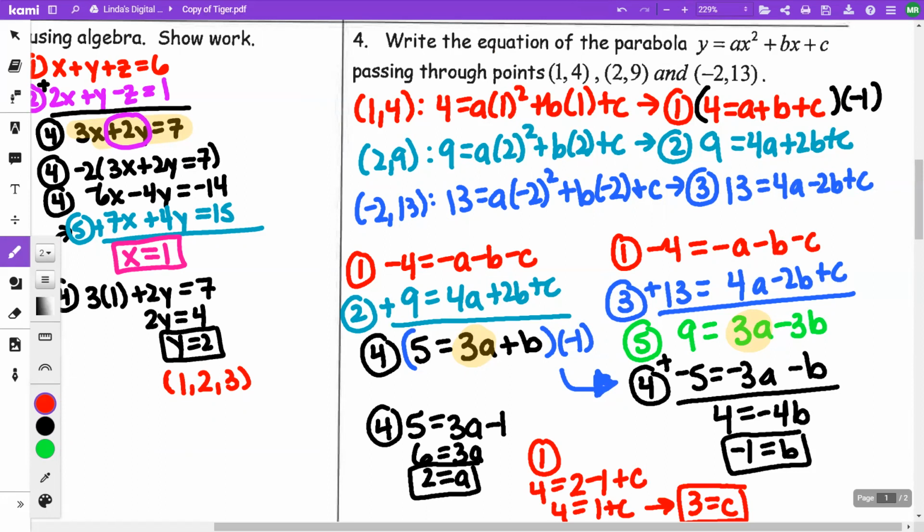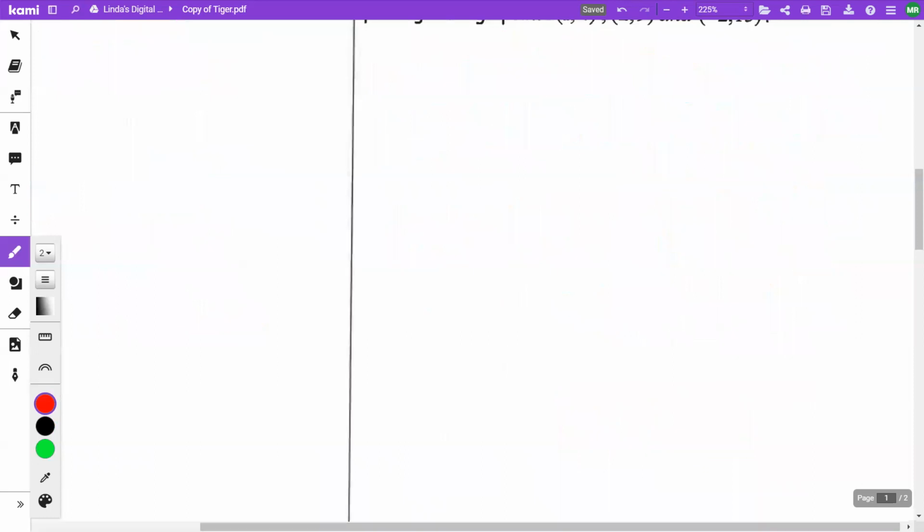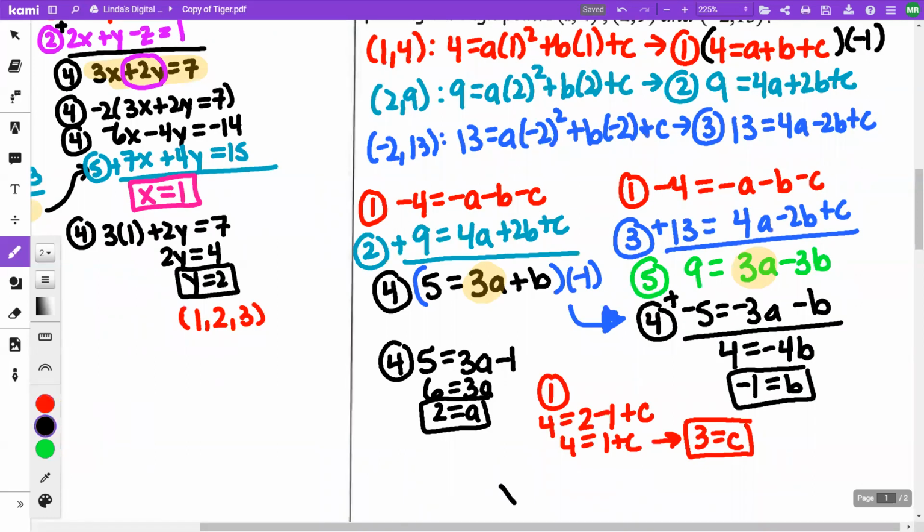Then my last step, we need to write an equation of a parabola. So it's going to be y is equal to 2x squared minus x plus 3. That's our equation.